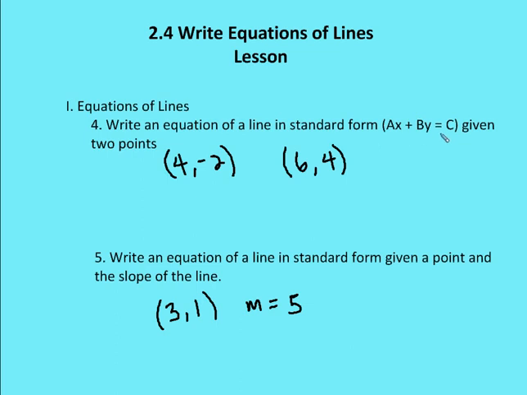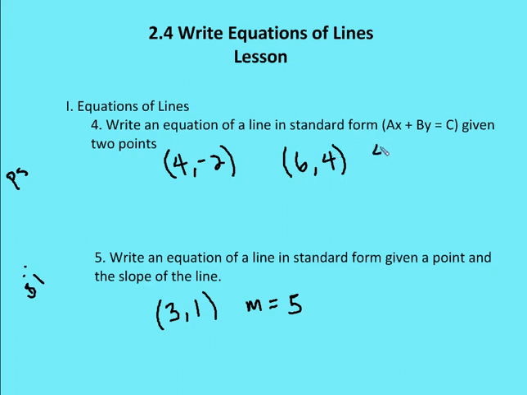Okay, so standard form, ax plus by is equal to c. What's that going to look like? Well, in any case, we're going to need to get the slope of the line. So let's do this. We're going to do this one in point slope form, and number 5 we'll do in slope intercept form. Okay. So first we need to find the slope.